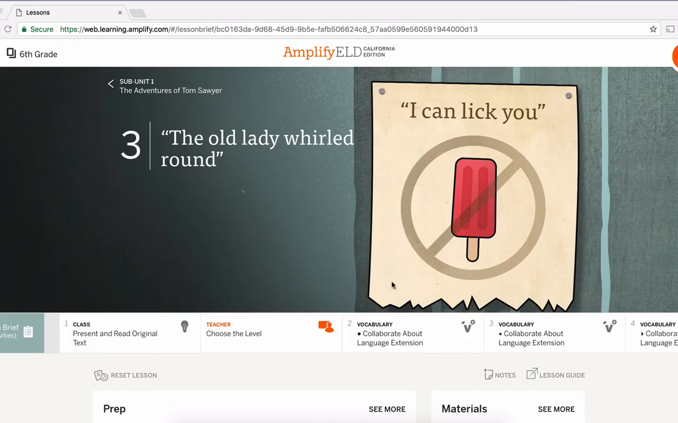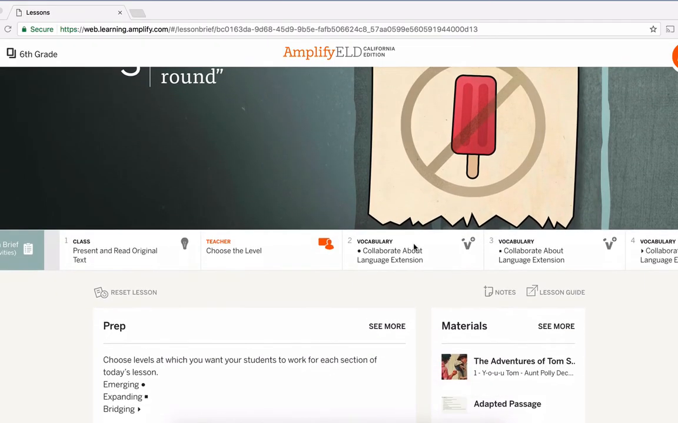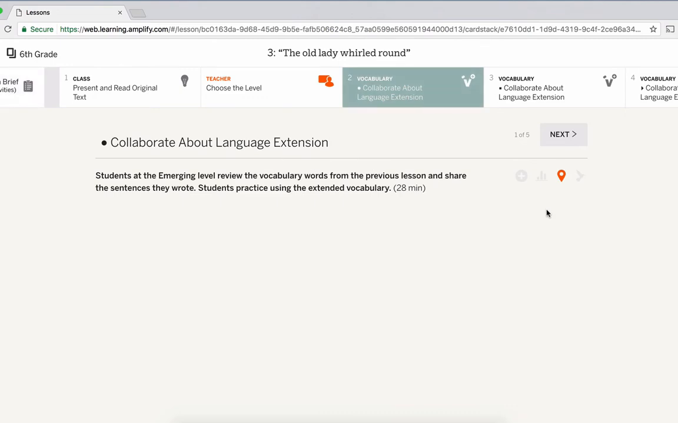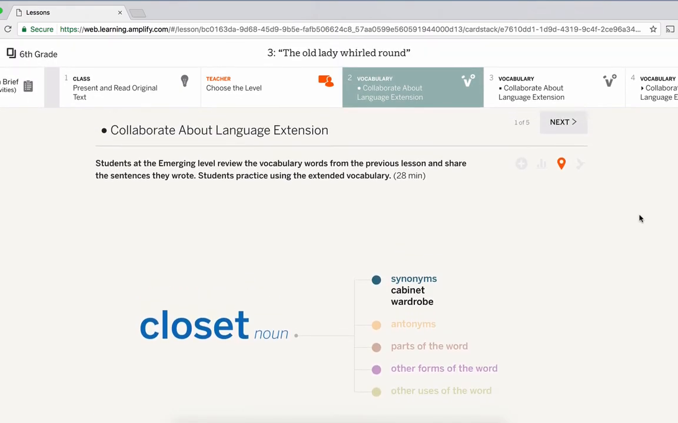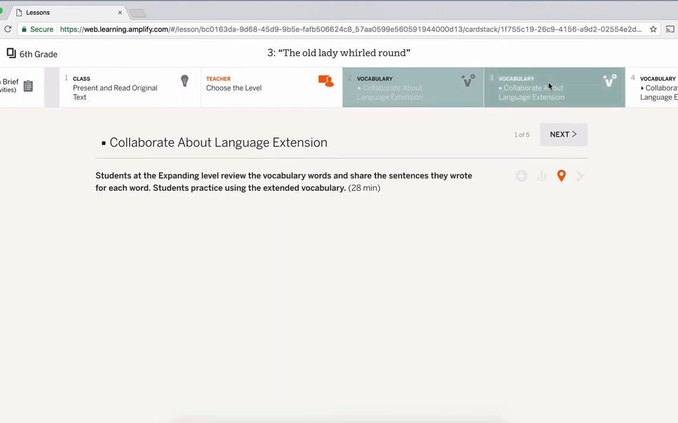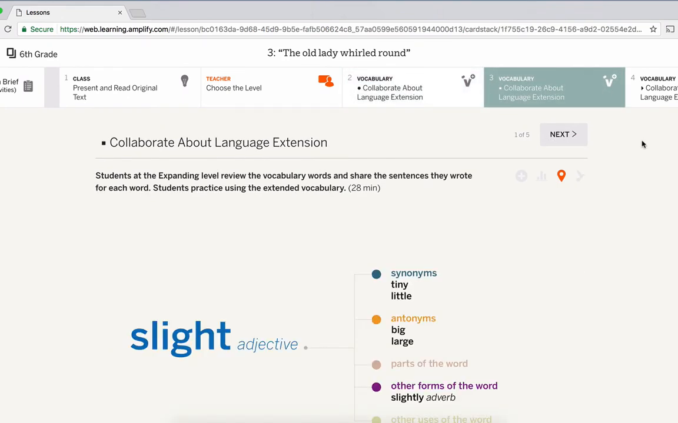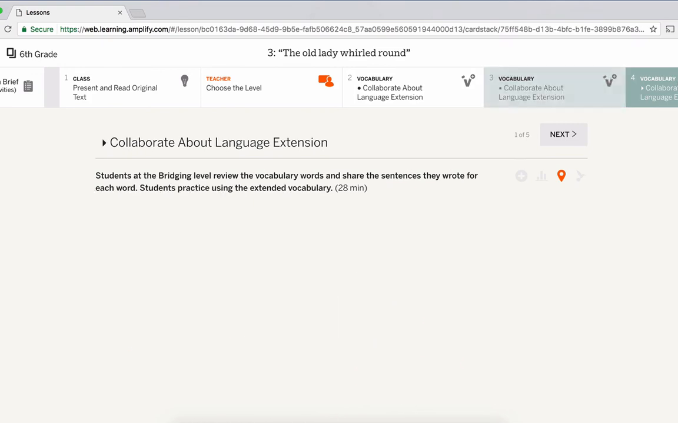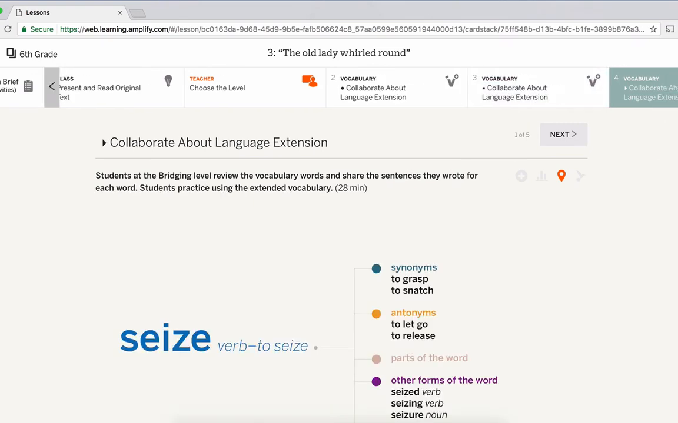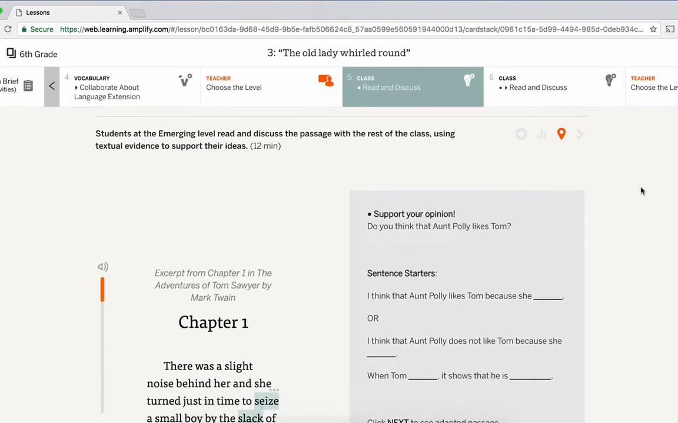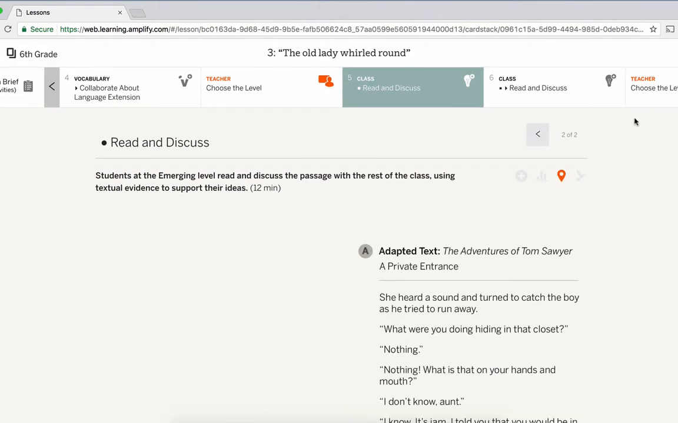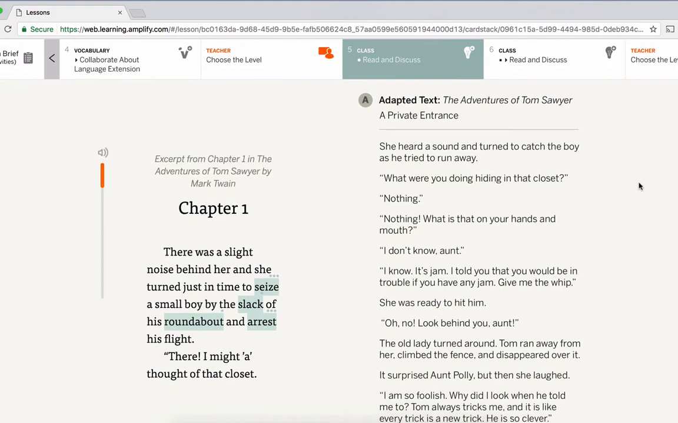In lessons 3 and 5, students have a second lesson with the vocabulary and reading passage. Students begin these lessons with vocabulary activities that review, extend, and build on the words in the previous lesson. Next, students read and discuss the passage again, but this time they have an academic discussion, using evidence from the text to support their opinions and engage in class discussion.